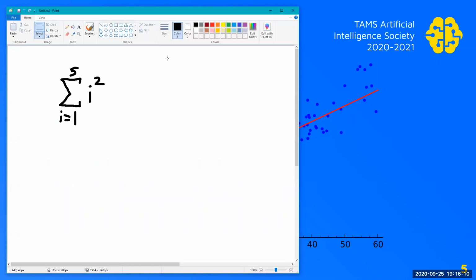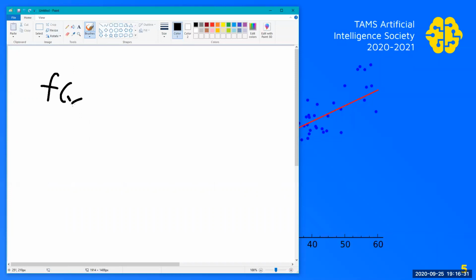Okay, and then next thing is partial derivative. This one's a little more complicated, but essentially, it's basically taking the derivative with respect to only one variable. So you know the normal derivative, right?